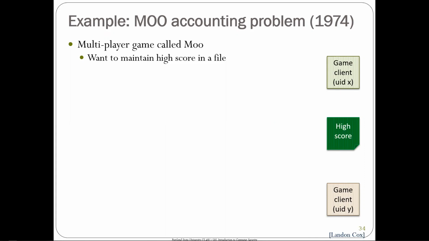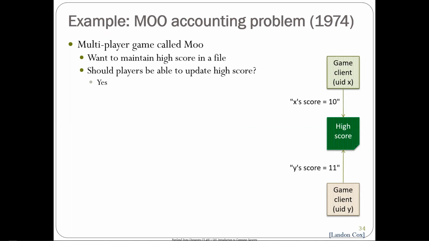You have a multiplayer game called Mu, and you want to maintain a high score file across all of the players of this game. So you have these different game clients being run by different users. UID X and UID Y are executing this game client, and you want to maintain this high score file in the middle. So should these players be able to update that high score file? Yes, UID X and UID Y need to be able to write into that high score file. So maybe you allow that.